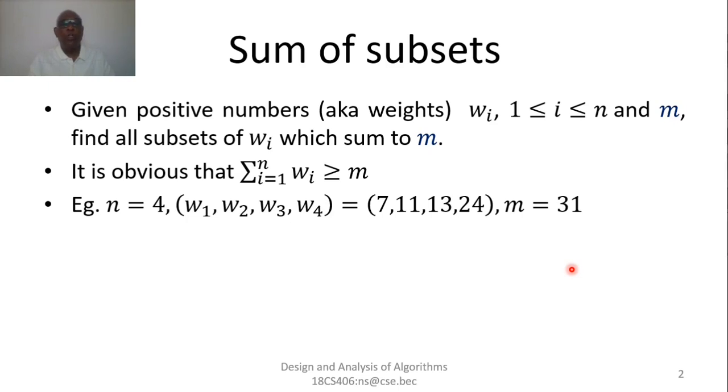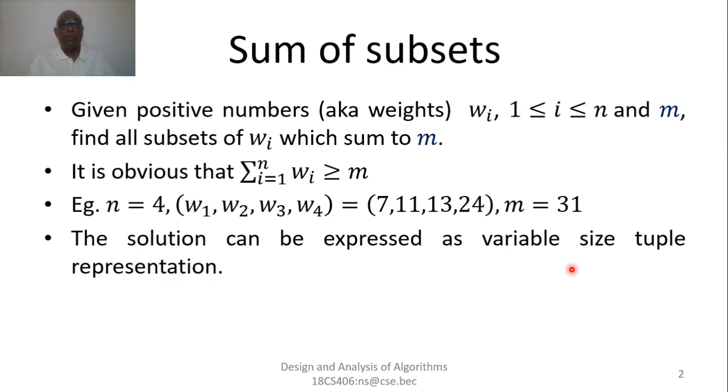So what are the possible solutions to this problem? If you recollect, in the first lecture we said the solution often can be expressed in the form of a variable size tuple or fixed size tuple. In fact, in this problem, it's possible that the solution can be expressed in either way. Let's look at the variable size tuple representation. The solution to this problem is 1, 2, 3, which says that the first, second, and third weights as a subset will sum up to 31 and qualify to be the solution of the problem.